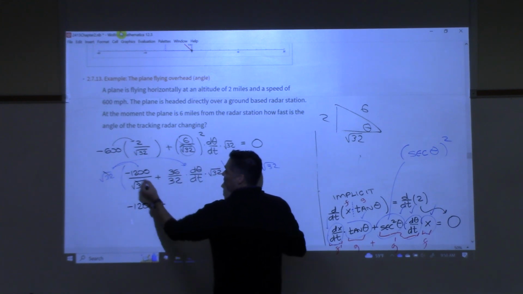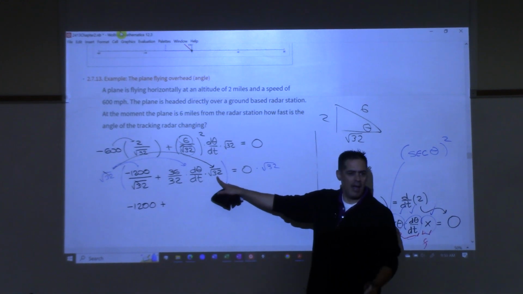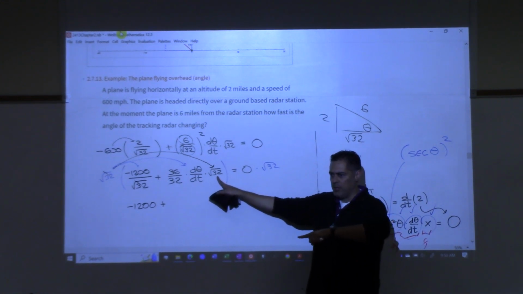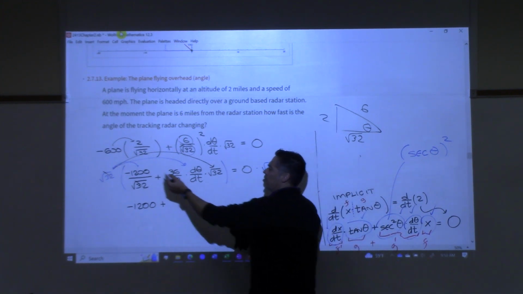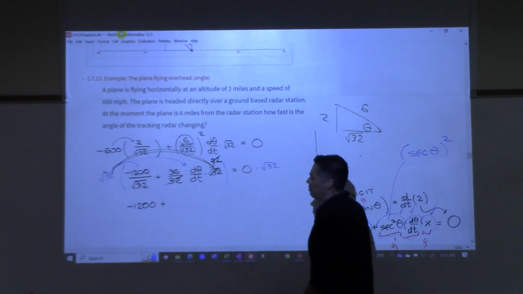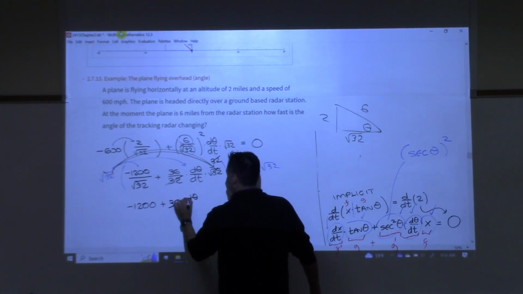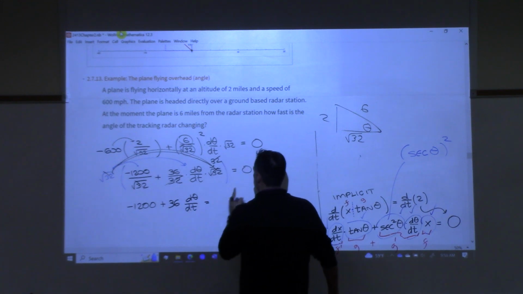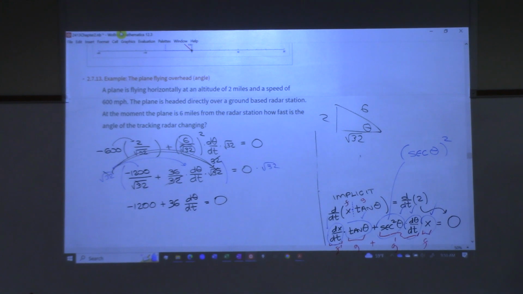The reason I wanted to do this is because when I go here, I can multiply it times that root 32. What happens when I hit root 32 with root 32? It just becomes 32, and you see that that's going to cancel with that 32. So I really just have 36 d theta dt. That was actually pretty nice, huh? And on this side, 0 times root 32 is just 0. I made all those roots go away, didn't I? Just with that one move.